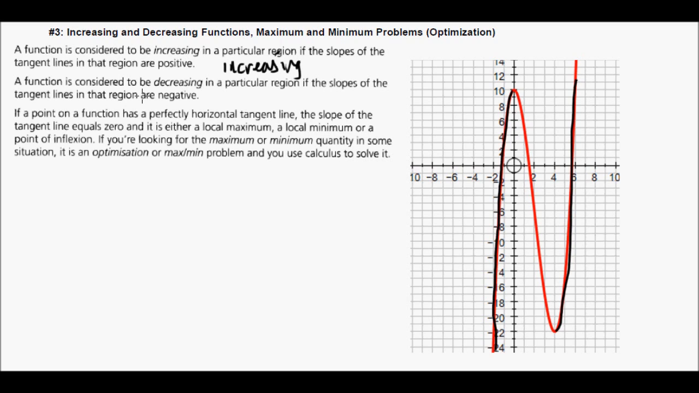If we change the color a little bit, let's go with some green. Decreasing would be when it has a negative slope, like down like this. And then how about some blue? Your maximum and minimum points are where your gradient is equal to 0. That's a maximum point and that's a minimum point. If you need to write the equation of that, y equals 10 and y equals negative 22. In those cases, m equals 0.